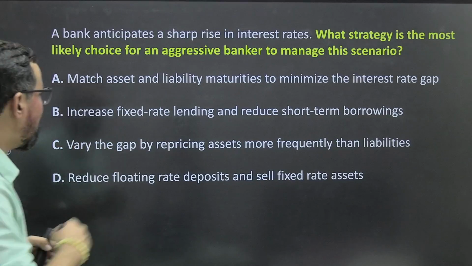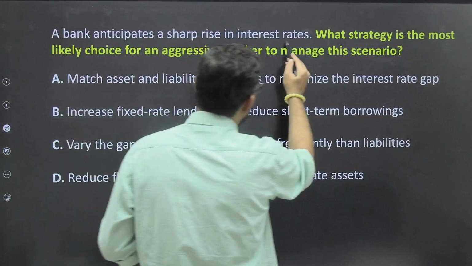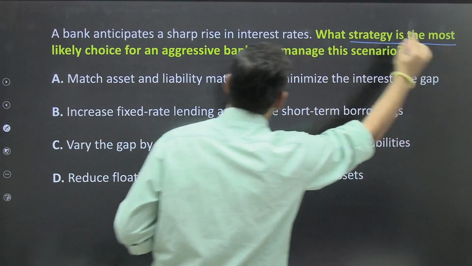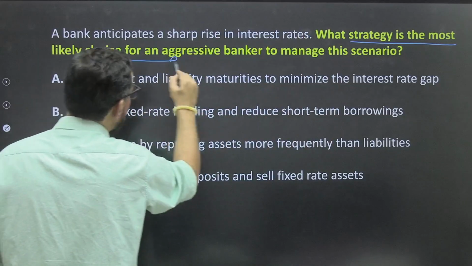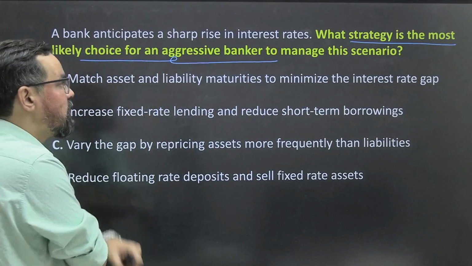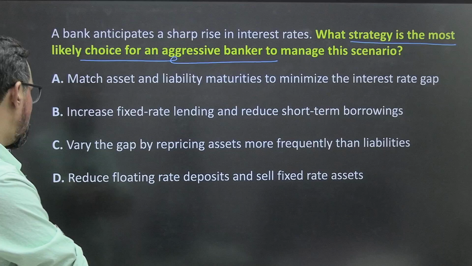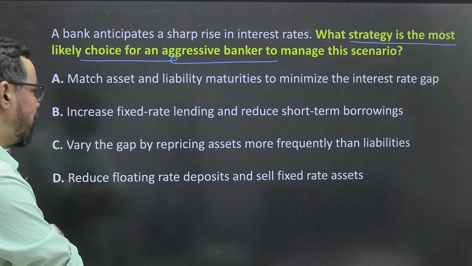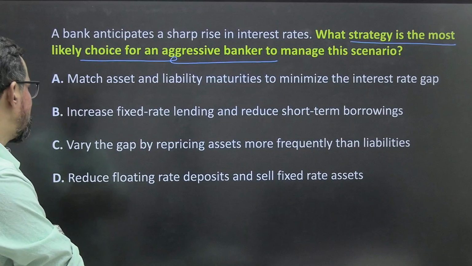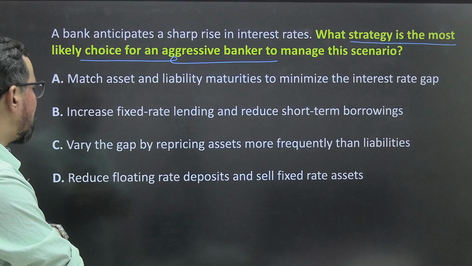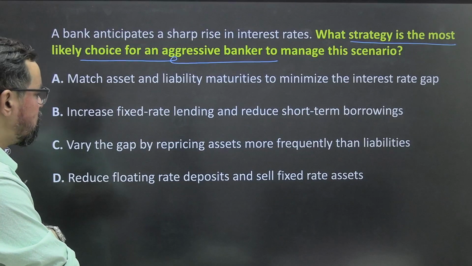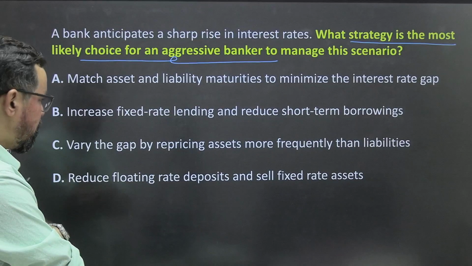A bank anticipated a sharp rise in interest rate. What strategy is most likely a choice for an aggressive banker to manage this scenario? Match asset liability maturity to minimize interest rate. Aggressively increase fixed rate lending and reduce short-term borrowings.